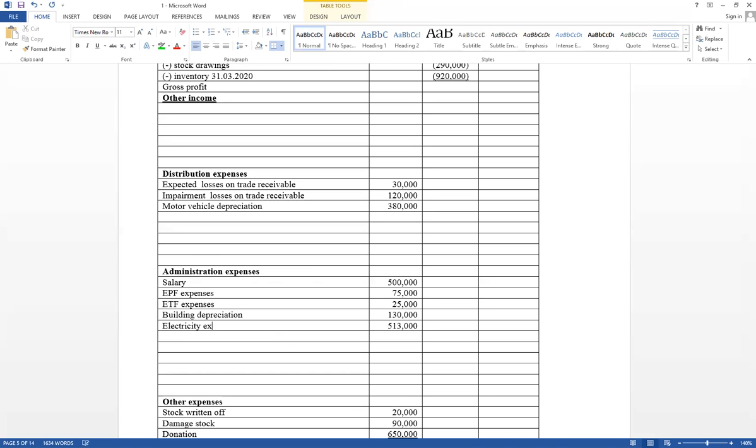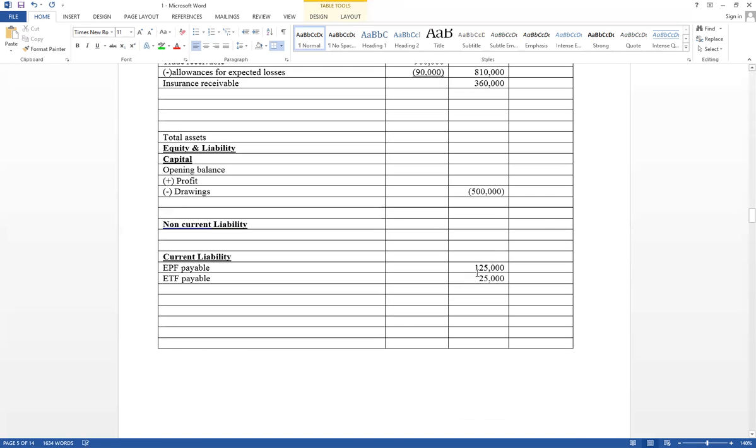As an electricity expense, and 42,000 under current liability as an accrual electricity.